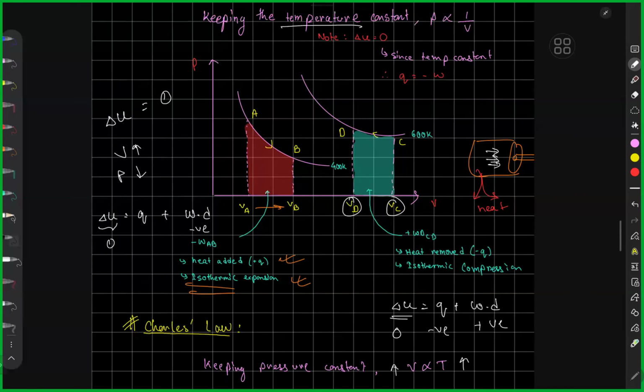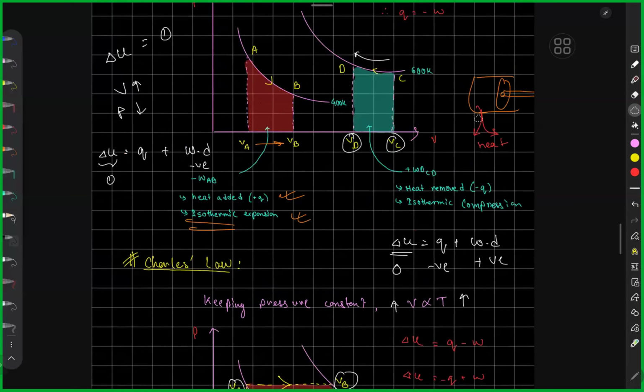The other scenario that you may be confused about is what is happening from C to D. What happens when I push the piston in? Work is done on the gas, which is positive. Exactly. Now, since the particles have more energy, I want heat to be transferred from the system to outside. So I take the heat out. Do you know how we take heat out of the system?